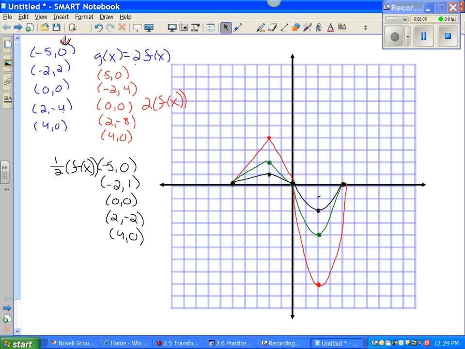If the value of a is between 0 and 1, it's going to be your shrink, okay? And those should be less than signs, not less than or equal to. Sorry about that. If it's greater than 1, it's going to be a stretch.